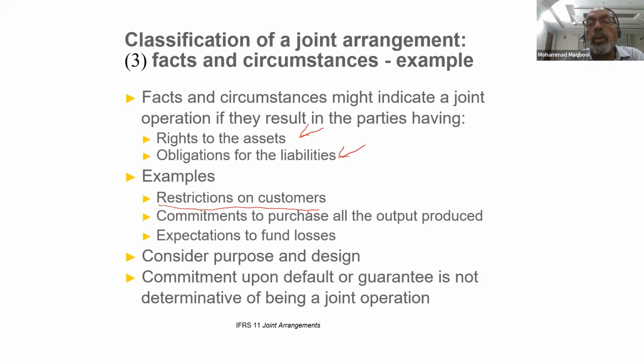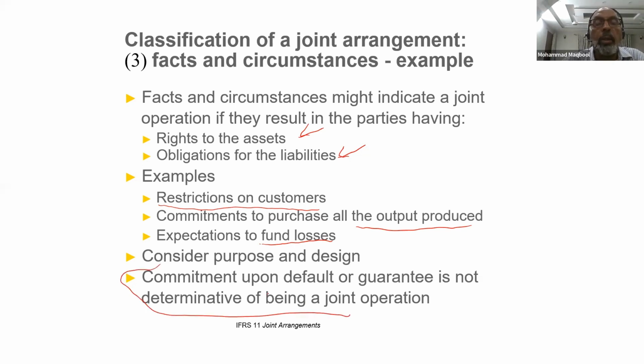Commitment to purchase all output produced by C Limited. Expectation to fund the losses. If there are operating losses, each will fund their share. Right? We can see the purpose and design of that entity, why this entity is developed, for what purpose, and we do consider that. Commitment upon default or guarantee is not determinative of being a joint operation.